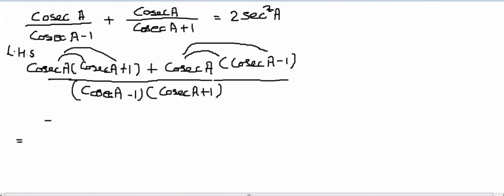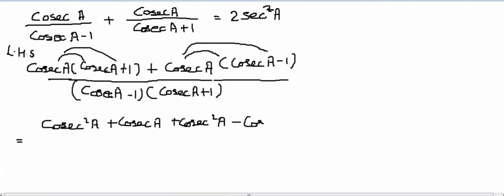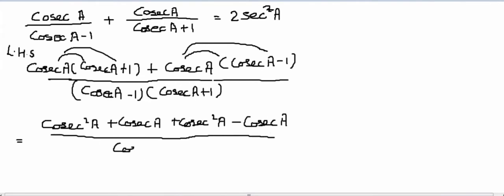So here the first term I will get cosec square A plus cosec A plus cosec square A minus cosec A over. Now I will use the formula of A plus B into A minus B. So I will have cosec square A minus 1. Now we can see that plus cosec A and minus cosec A cancel out, and here you will get in the numerator 2 cosec square A.